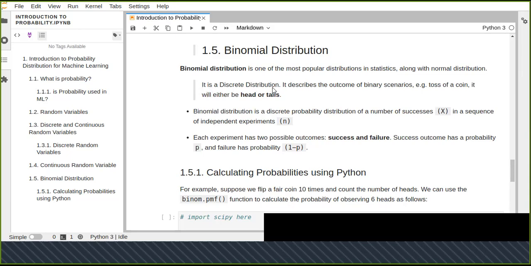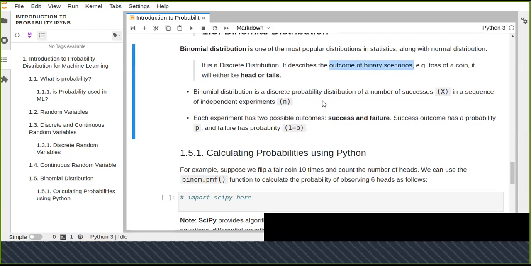So it is a discrete distribution. Discrete means the values of the variables are countable. It describes the outcome of binary scenarios because it is binomial. Binomial, bi means two values. So the outcome of two binary scenarios. For example, the toss of a coin will be either heads or tails. It has two outcomes, either heads or tails. That is the scenario of binomial distribution.